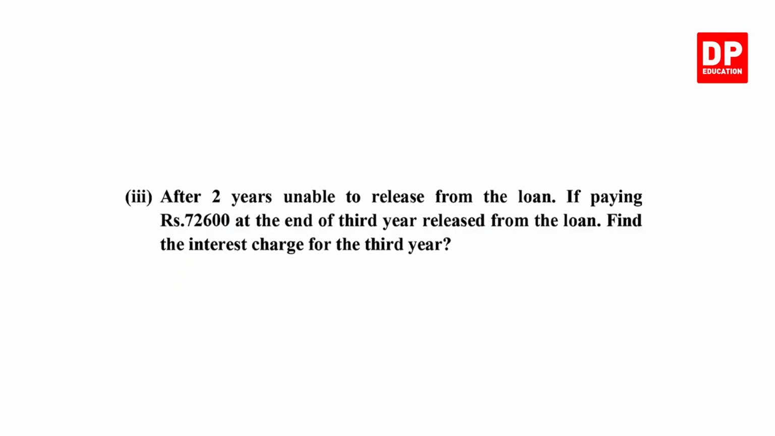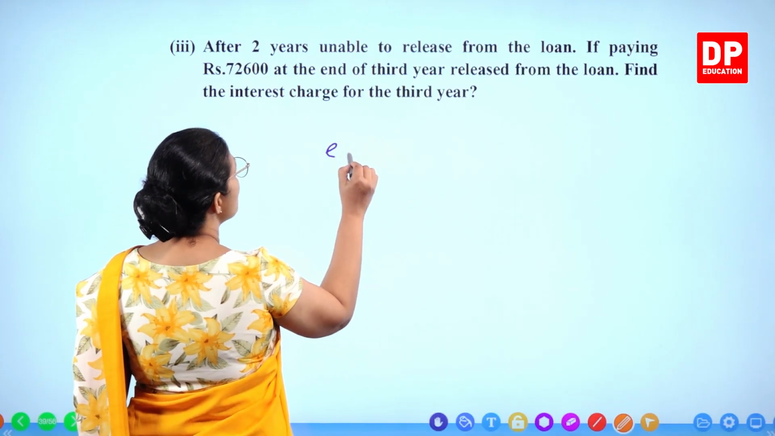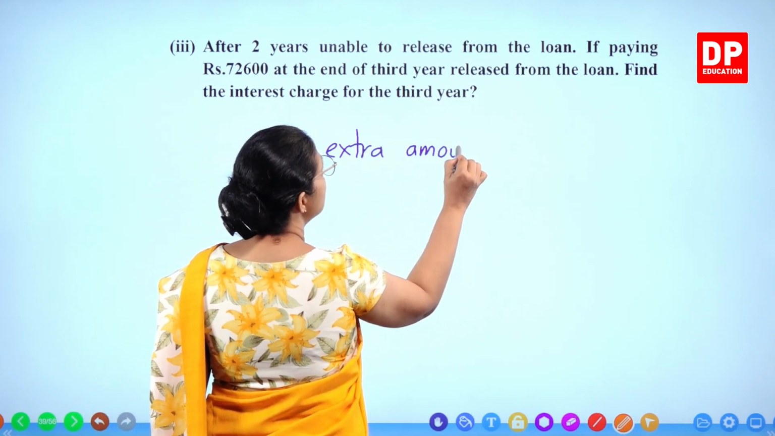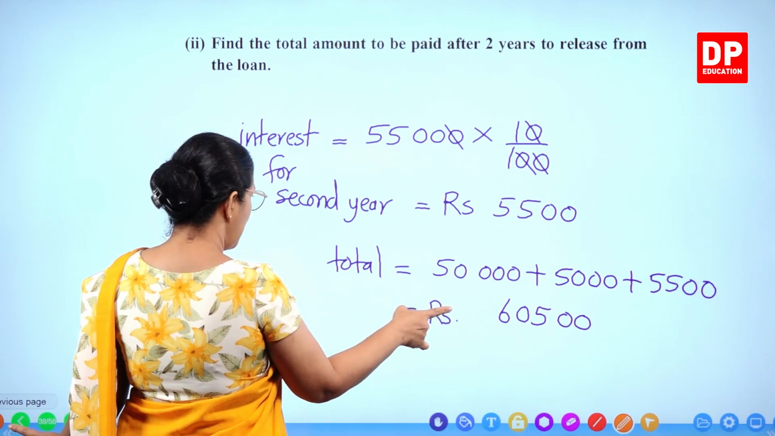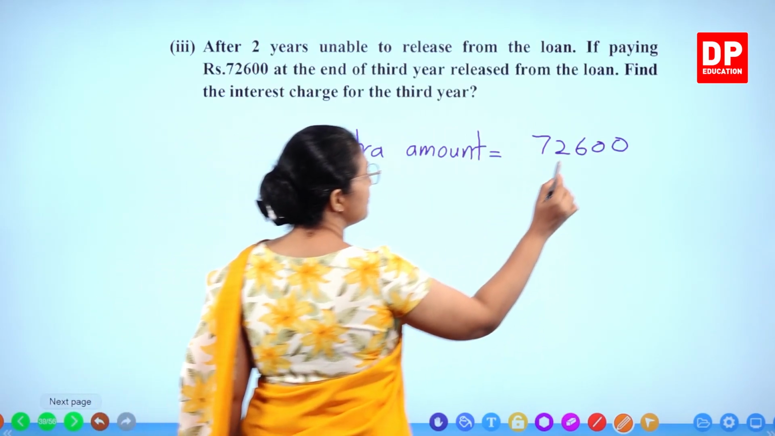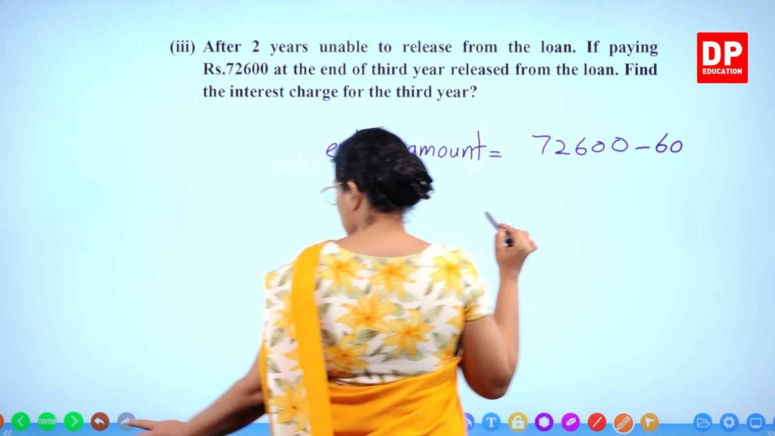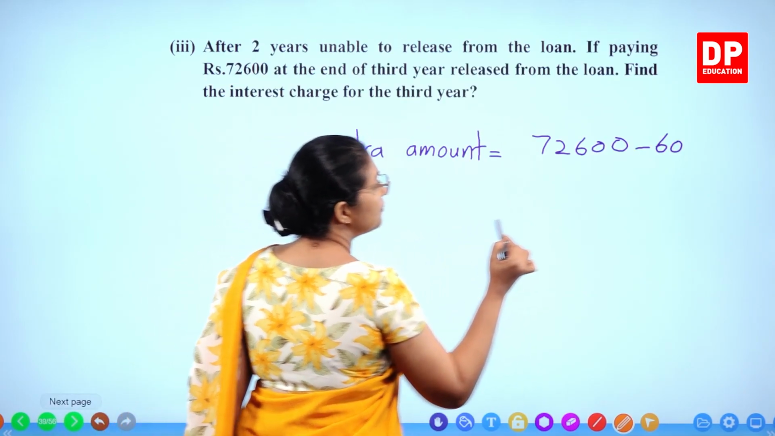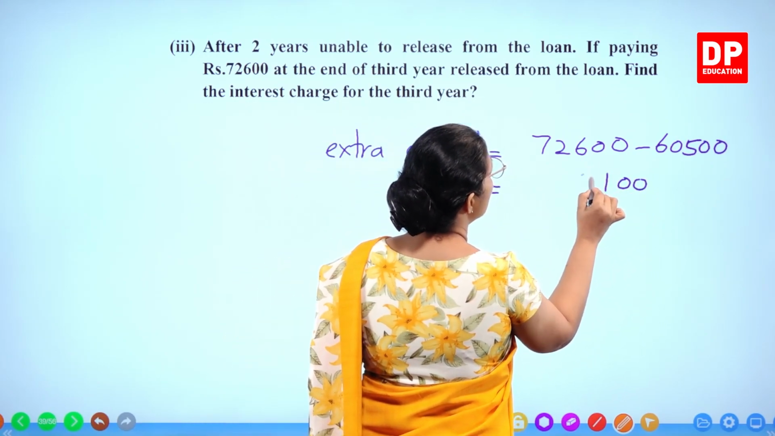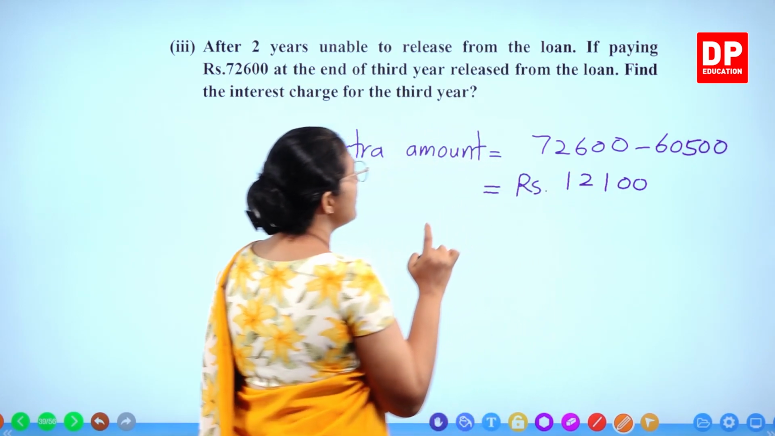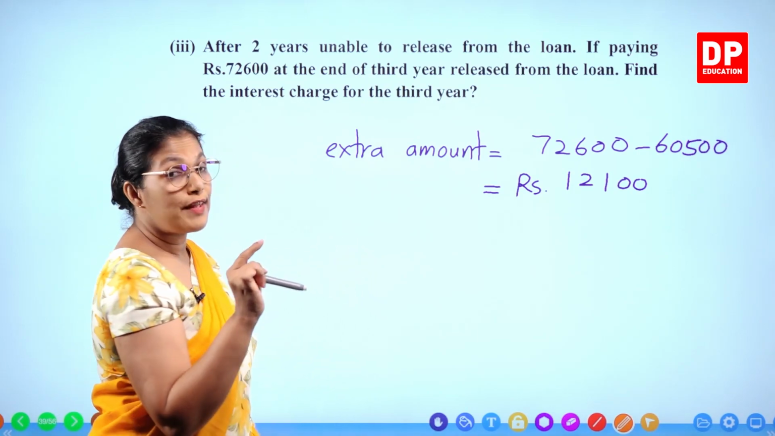After 2 years, unable to be released from the loan, by paying 72,600 at the end of the third year, released from the loan. Find the interest charge for the third year. So what is the extra amount paid? The extra amount paid for the third year is 72,600 minus the amount needed to pay after 2 years, 60,500. What's the subtraction? 1, 2, 1. 12,100 is the extra amount paid for the third year.